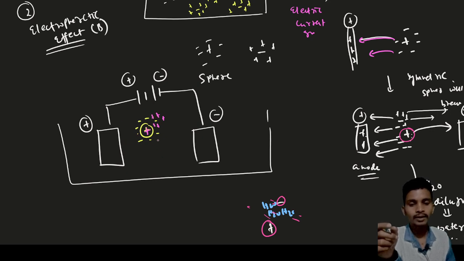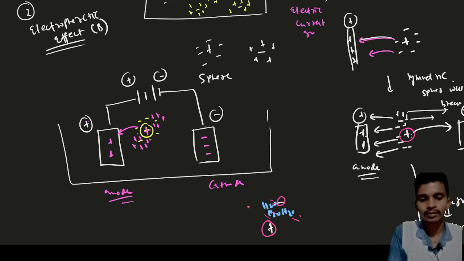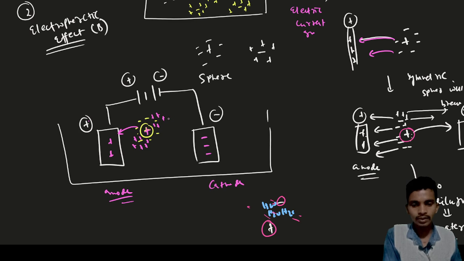And whenever we give the electricity, then what happens? This rod attracts the negative ions. This negative electrode is the cathode, this is the anode. So this cathode attracts the positive charge towards itself. So what happened? This positive charge is moving.